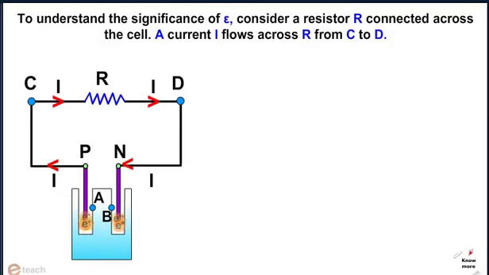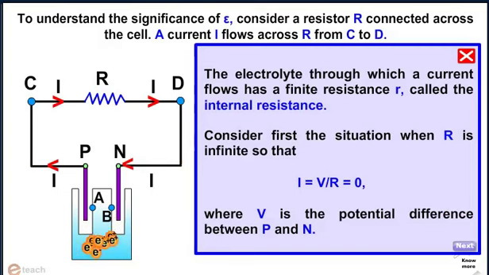To understand the significance of EMF, consider a resistor R connected across the cell. A current I flows across R from C to D. The electrolyte through which a current flows has a finite resistance r, called the internal resistance. Consider first the situation when R is infinite, so that I equals V by R is zero, where V is the potential difference between P and N.